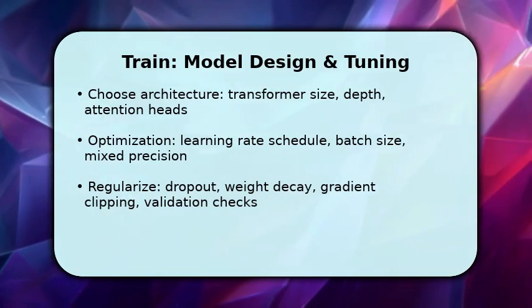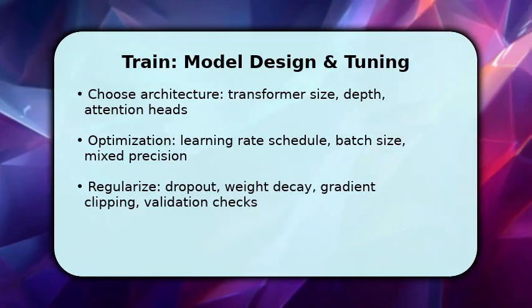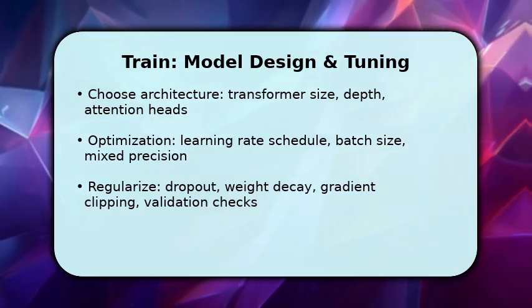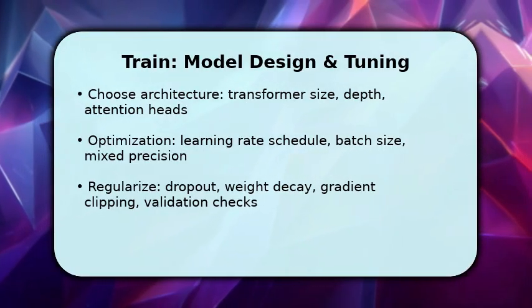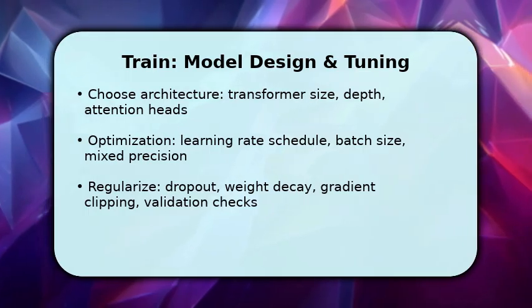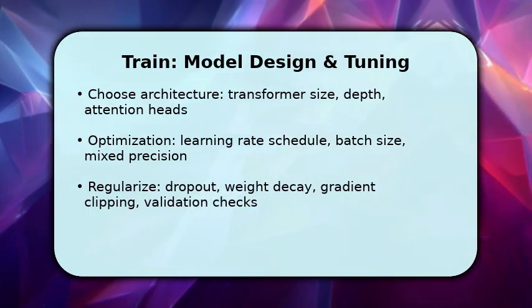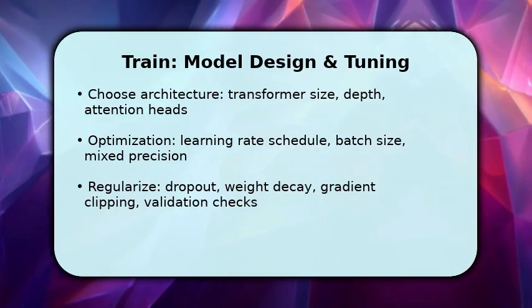Select transformer dimensions and any architectural tweaks, then configure optimizer, LR schedule, and mixed precision for speed. Once training starts, monitor loss curves and validation metrics, making incremental adjustments, reduce LR or increase batch size if unstable.